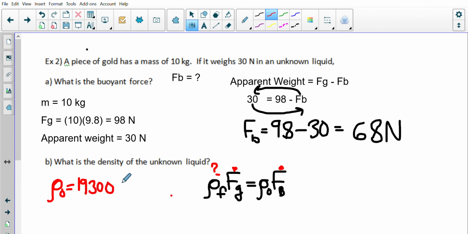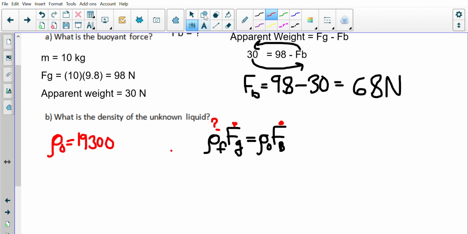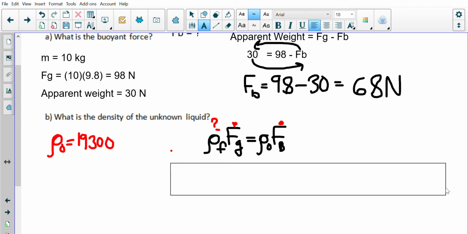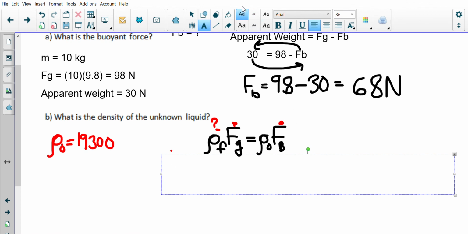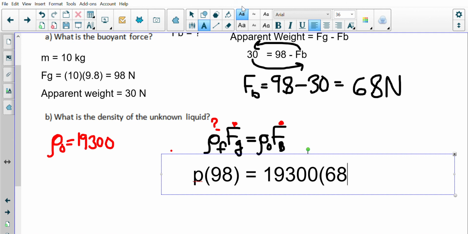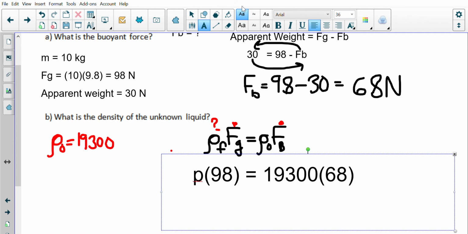Again. All right. So now I've got everything I need. I'm going to substitute everything back in here. So we don't know the density of our fluid. The force of gravity is just 98 newtons. All right, the density of our object we know is 19,300. That was for gold. And our buoyant force here was 68 newtons. All right, just simplifying things. Rho times 98. Well, I go 98 times rho. Always put the number first. It's not wrong the other way, but it's just common practice.